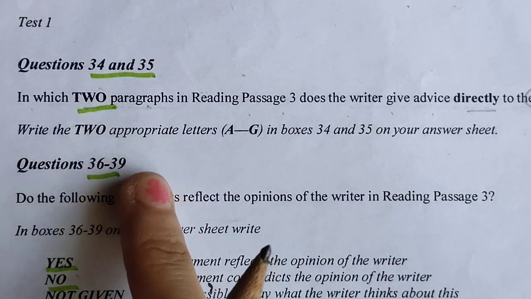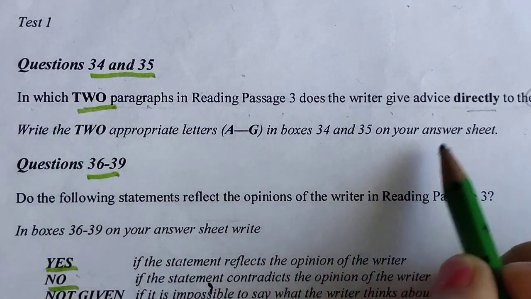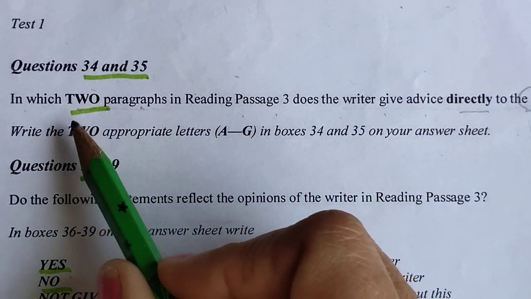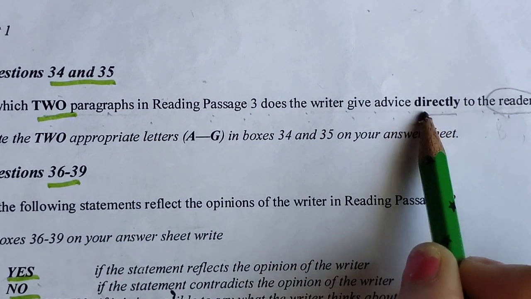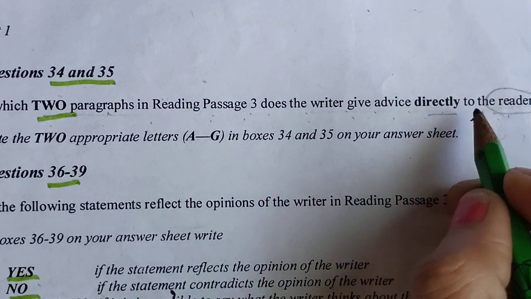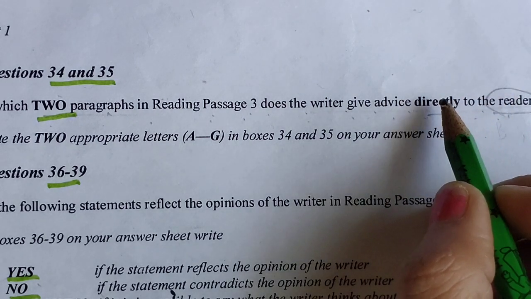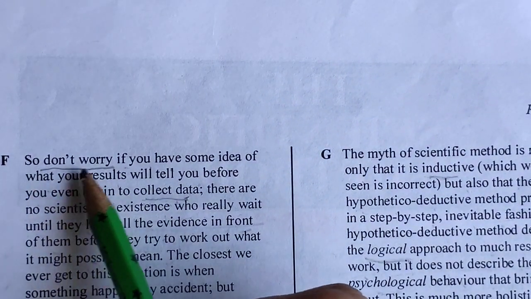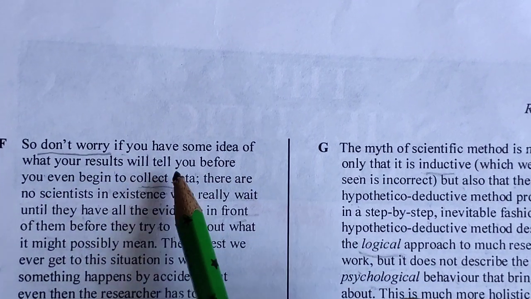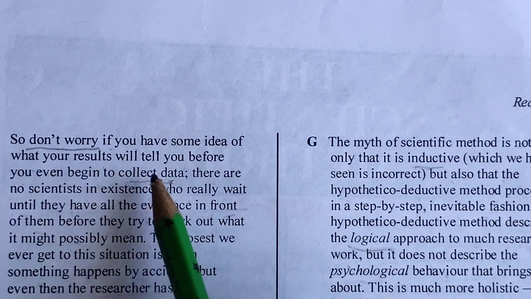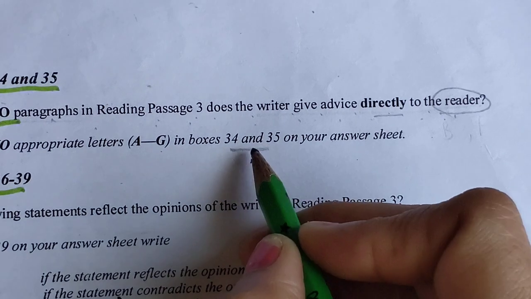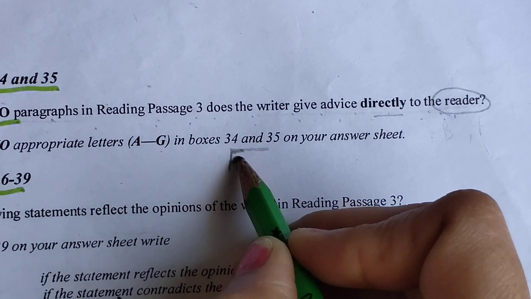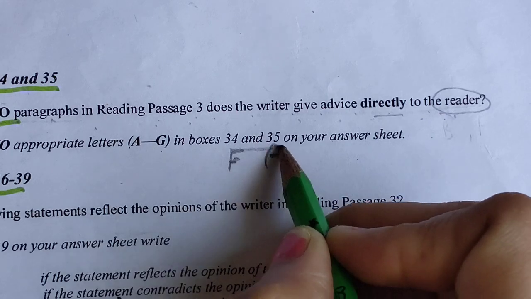Okay, so I was about to tell the tricks for these kinds of questions: in which 2 paragraphs of reading passage 3 does the writer give advice directly to the reader. Advice directly to the reader. Reader means you, so definitely the writer will use the word you. So in this he is directly saying, don't worry if you have some idea of what your results will tell you. He is suggesting to you before you even begin. So one answer for 34 and 35, I will write F.